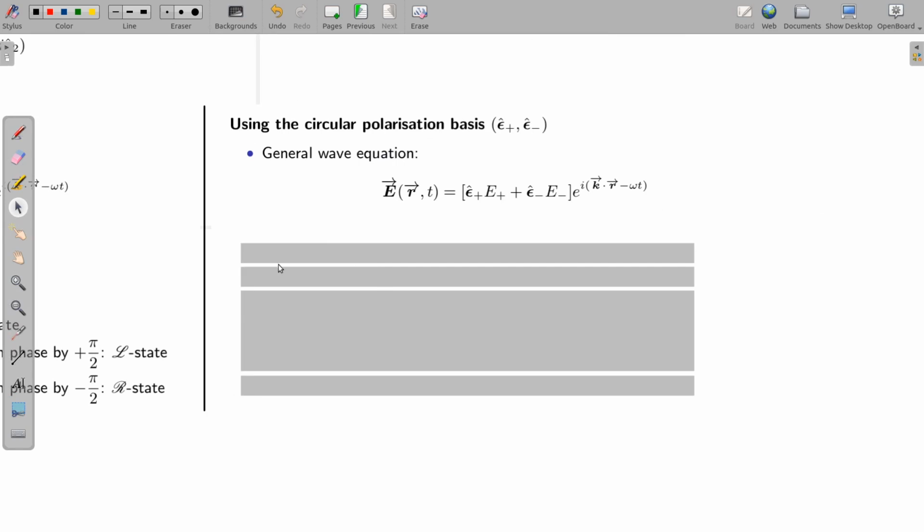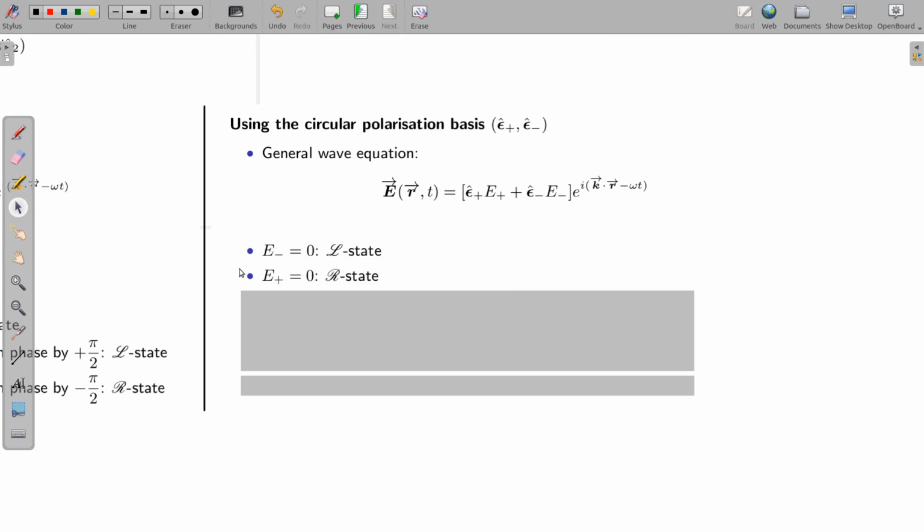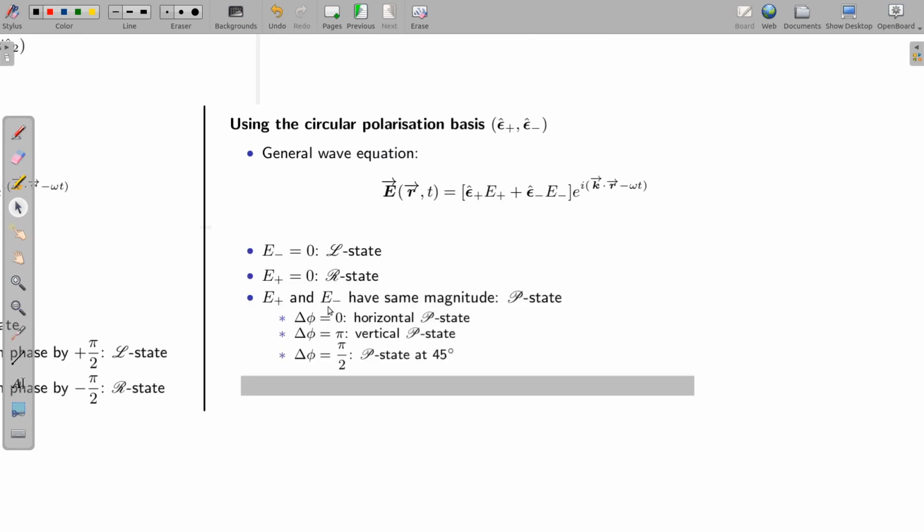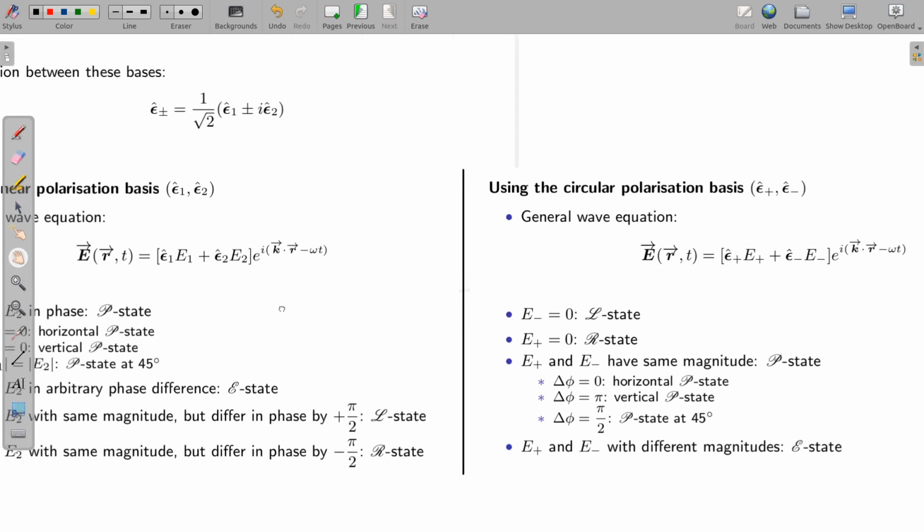Similarly, in the circular polarization basis, if E minus is 0, we get the L state. If E plus is 0, we get the R state. If E plus and E minus have the same magnitude, we get the P state. If the phase difference is 0, we get a horizontal P state. If the phase difference is pi, we get a vertical P state. If the phase difference is pi by 2, we get a P state at 45 degrees. And finally, if E plus and E minus have different magnitudes, with no other condition on phase, then in general we get the most general E state, the elliptical state.